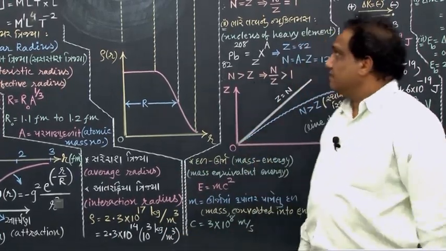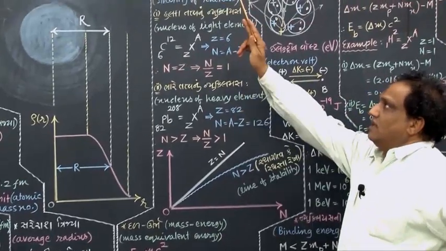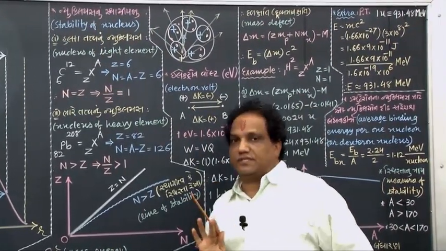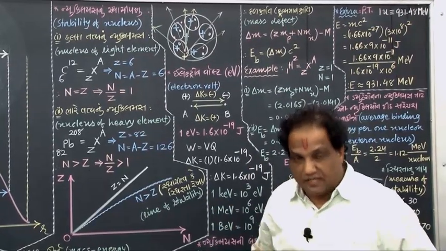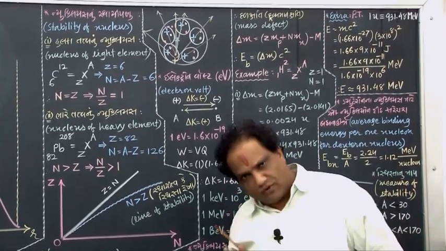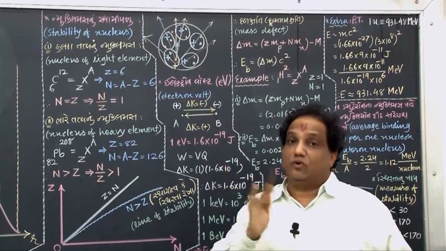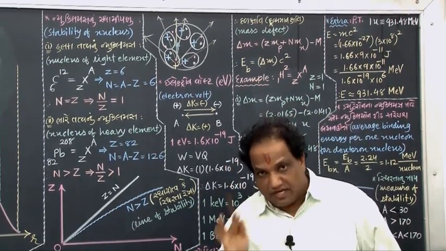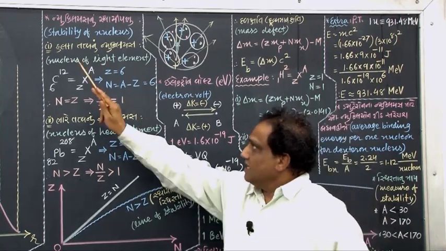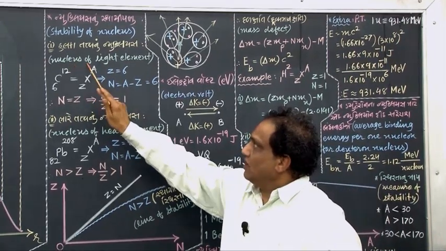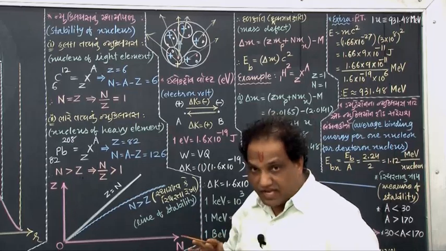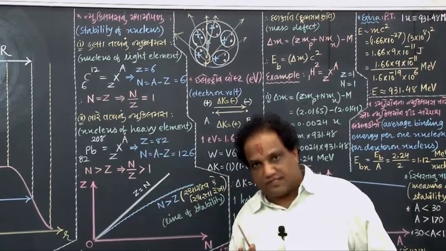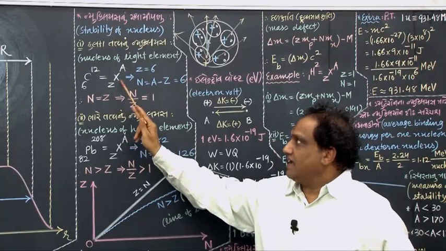Then we go for another article called stability of nucleus. Let us discuss about stability of nucleus. Different nuclei have different stability. How do we measure it? I am showing you. Consider first of all nucleus of light element. Say for example 6C12 carbon nucleus. Just compare it with ZXA.